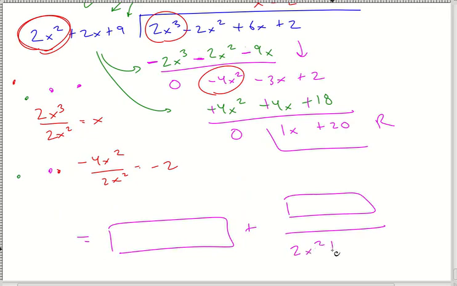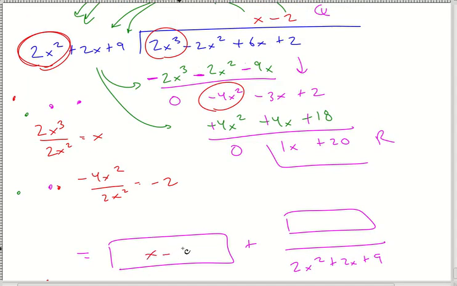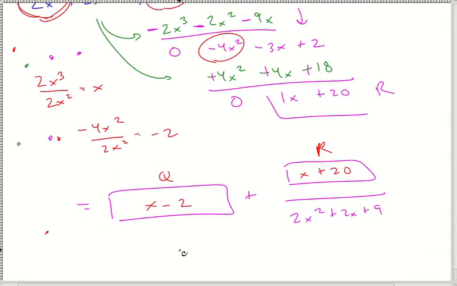So it's 2x squared plus the 2x plus the 9. All right, so in this box here, I'm going to put x minus 2. That's my quotient. My remainder was the x plus 20. You don't have to write a 1. This is totally fine. Those are so long. If it says do long division, do long division.